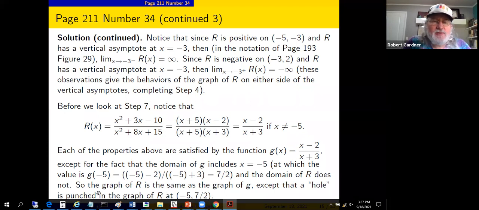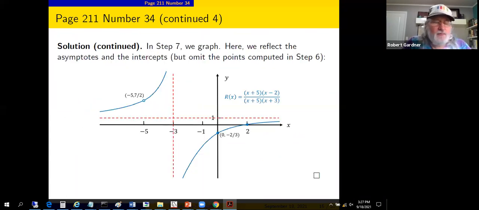I've worded it as the graph of R is the same as the graph of this function here, G, except that it's got a hole punched in it at the point -5, 7/2. I would read this more in a calculus setting as the given function, it tries to pass through this point -5, 7/2, but it can't because it's not defined at -5, as you can see from the denominator.